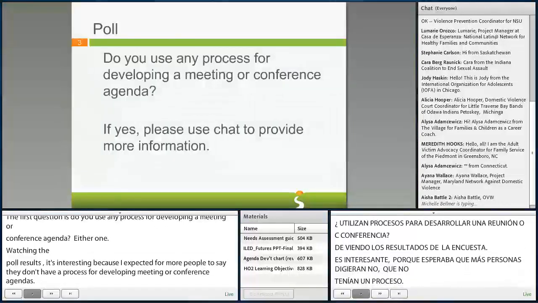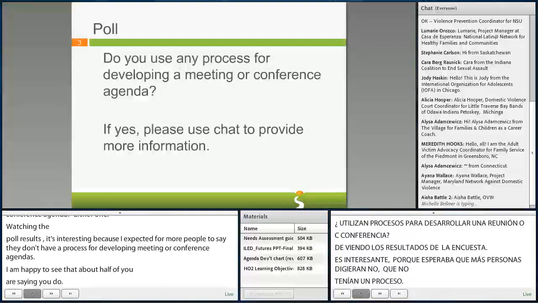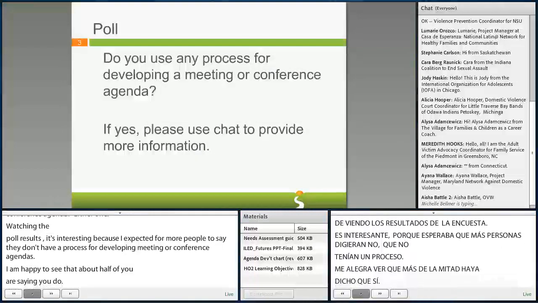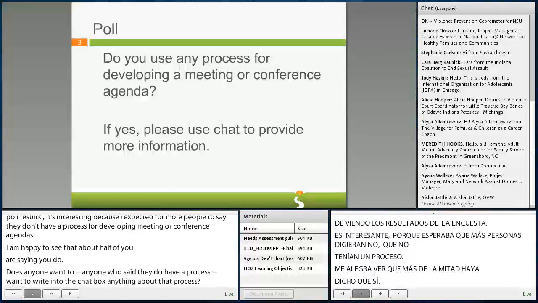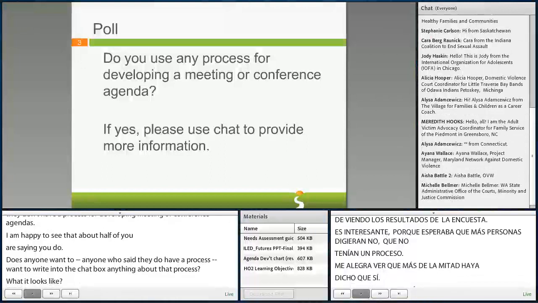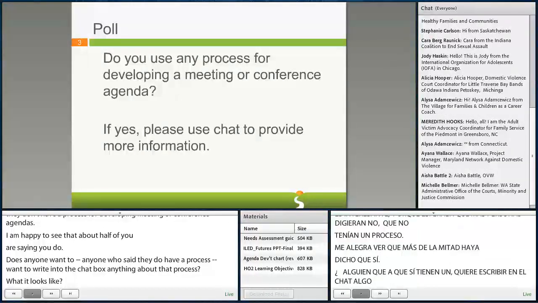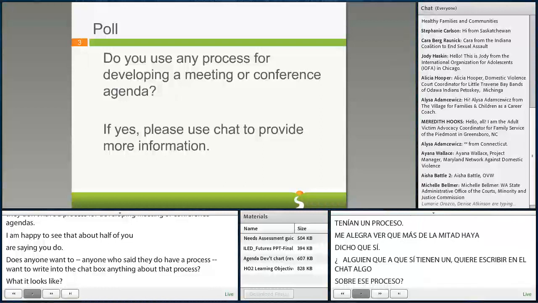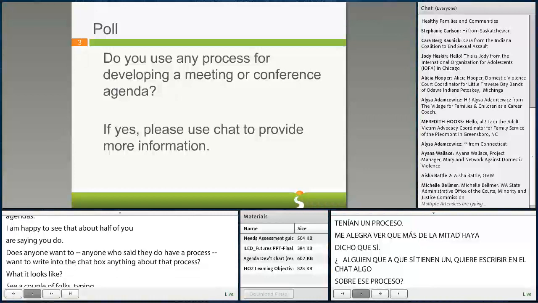Does anyone who said that they do have a process want to write into the chat box anything about that process, what that process is like? I see a couple of folks typing, so we'll just pause for a second, see if folks have any comments on what kind of process they use to develop an agenda.